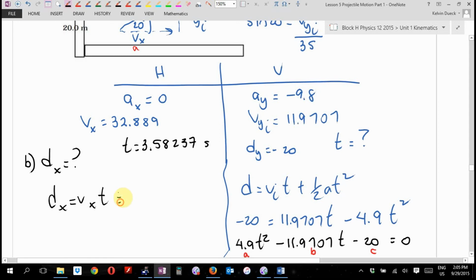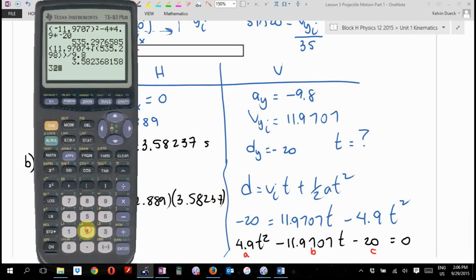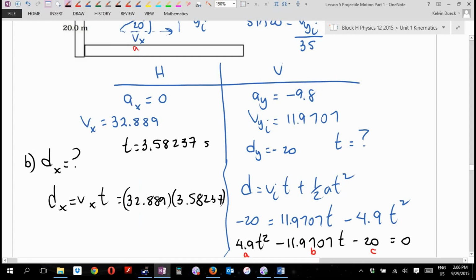It's going to be 32.889 times 3.58237. I'm going to use my answer button. 32.889 times. You guys get a range of 118 meters, 118 meters to 3 sig figs.